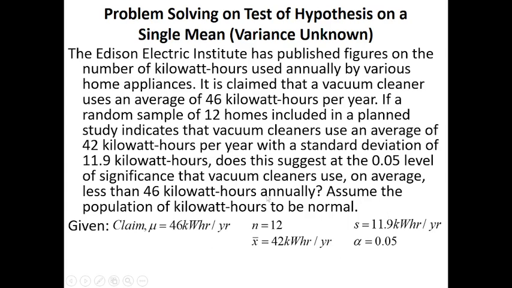So assume the population of kilowatt hours to be normal. So the population of kilowatt hours is normally distributed. All right, so let's analyze. The assumption is a normally distributed kilowatt hour population, because of the statement, assume the population of kilowatt hours to be normal.